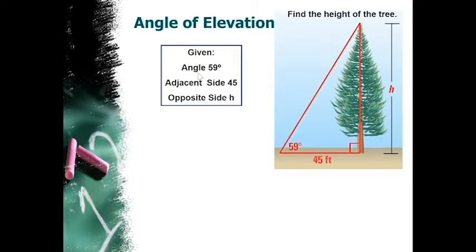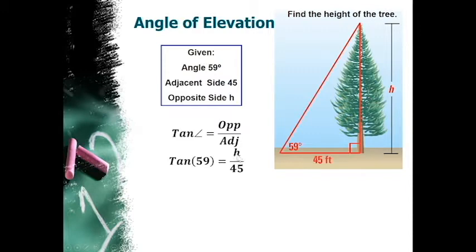What we're given in our right triangle is an angle of 59 degrees, from our angle of perspective down here. We have an adjacent side, which is 45 feet, and we have a height over here on the opposite side. Using the adjacent and opposite, we want to use our tangent function. So we plug in our values. Our angle measure is 59. Our opposite side has a length represented by h, and our adjacent leg has a length of 45.